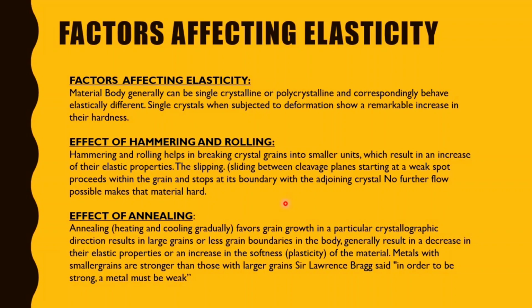Metal with smaller grains is stronger than those with larger grains. Sir Lawrence Bragg said, in order to be strong, a metal must be weak. So the simple thing you need to remember is what annealing is. Annealing means heating and cooling gradually; it favors grain growth in a particular crystallographic direction. Then you need to remember that it will either decrease the elastic property or increase the softness. And remember another thing, that metal with smaller grains is stronger than those with larger grains.